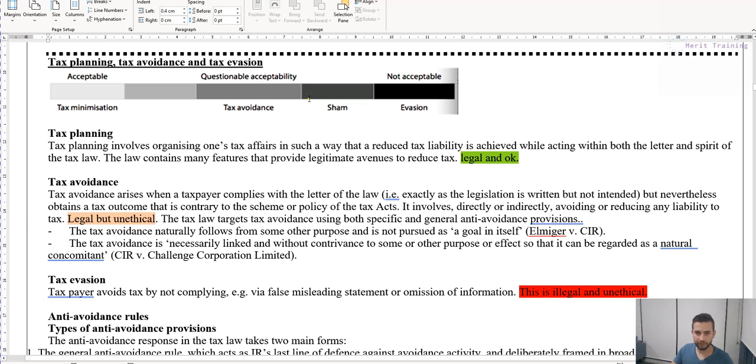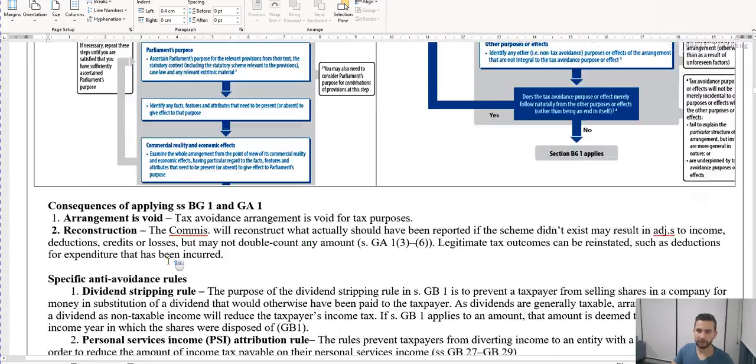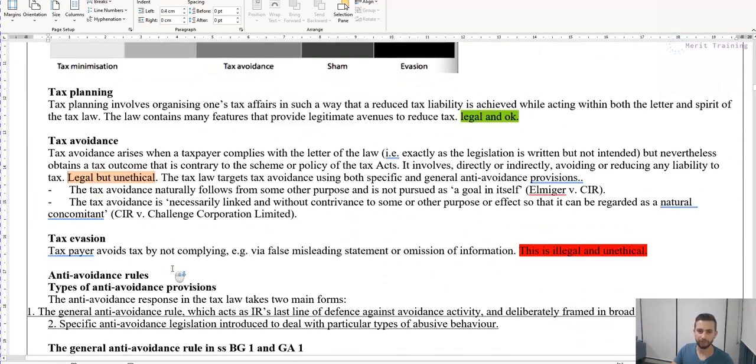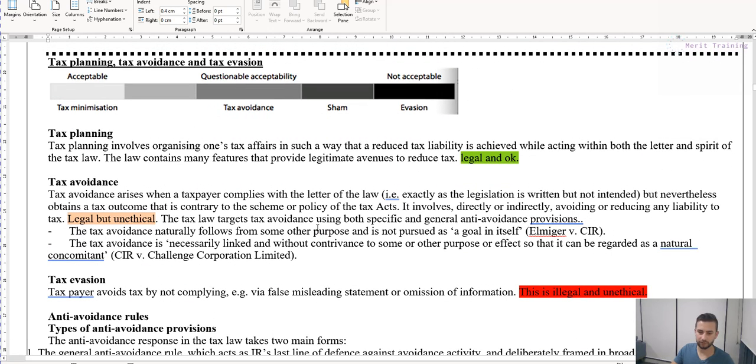Now, the further you head down this, you get to evasion, and this is just plain illegal, and it's also unethical, and you can have some very serious penalties from doing this, which we'll talk about a little bit later in this chapter. So what this is basically a false, misleading statement or omission of information. So maybe you earn 200K a year and you tell the government you earned 50K, knowing that you earned 200K. So that would be a false, misleading statement. That would be tax evasion. The other way to do it is omission of information. It's basically where you don't say the wrong thing, but you just don't tell them about something.